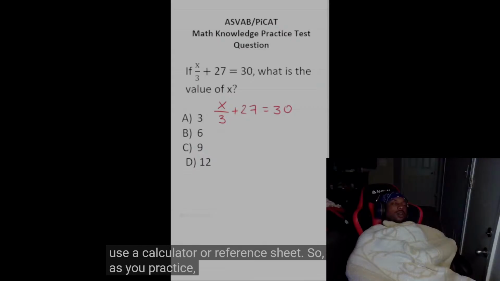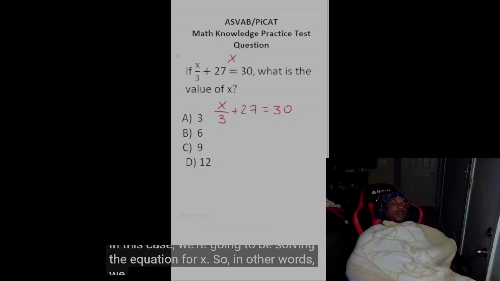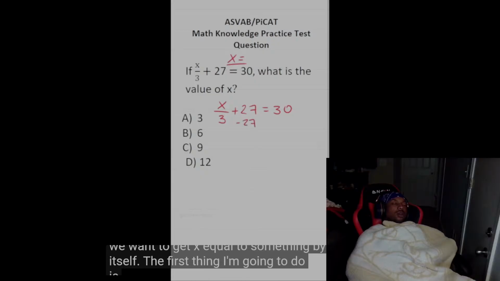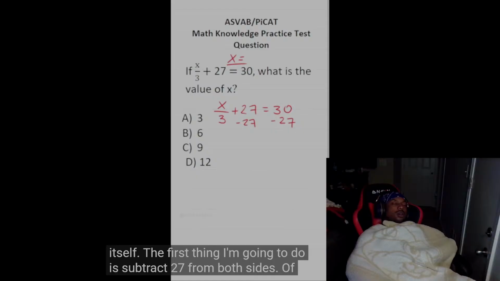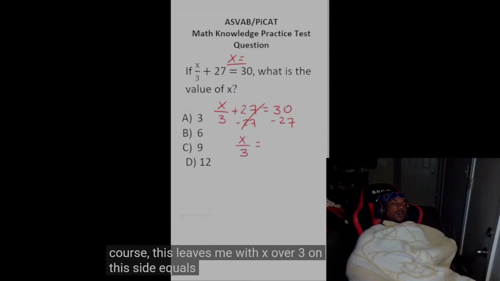So as you practice, in this case, we're going to be solving the equation for x. So in other words, we want to get x equal to something by itself. First thing I'm going to do is subtract 27 from both sides, of course. This leaves me with x over 3 on this side equals 30 minus 27 is 3.